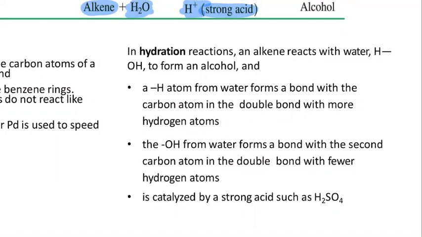That is directly attached to it. And we're going to do some examples so you guys see. Who gets the OH is going to be the second carbon in the carbon-carbon double bond that has fewer hydrogen atoms directly attached to it. And that's how we decide. So because we have incorporation of an OH, understand that the functional group that we create is an alcohol.